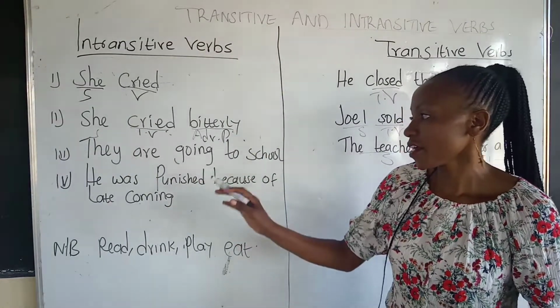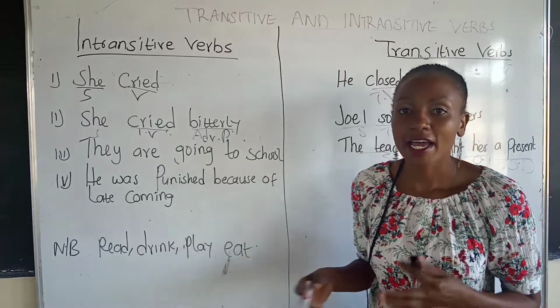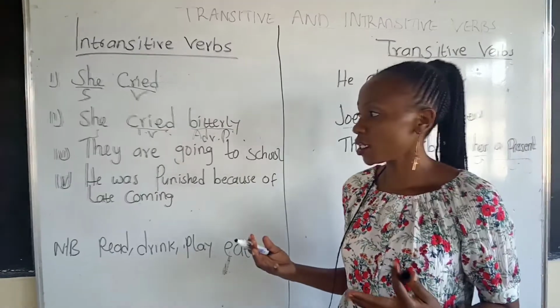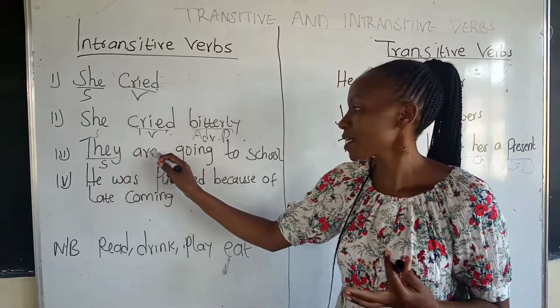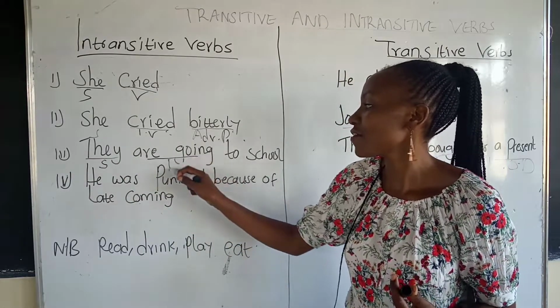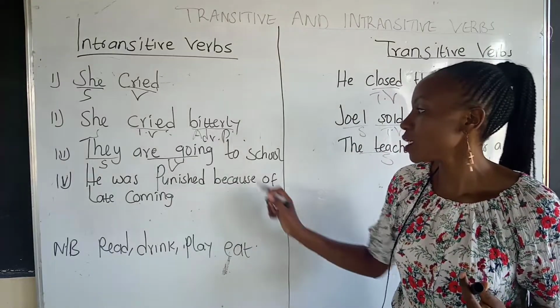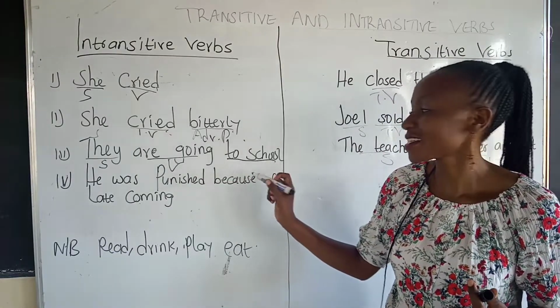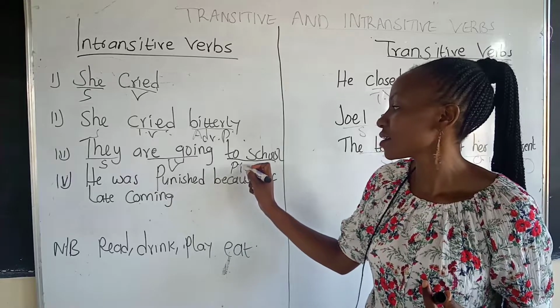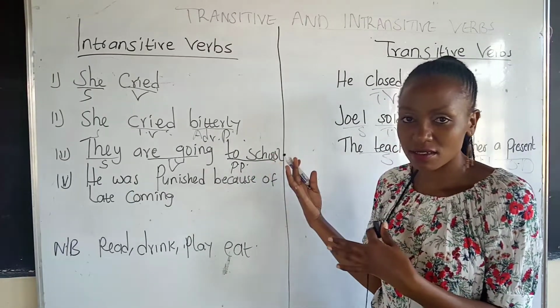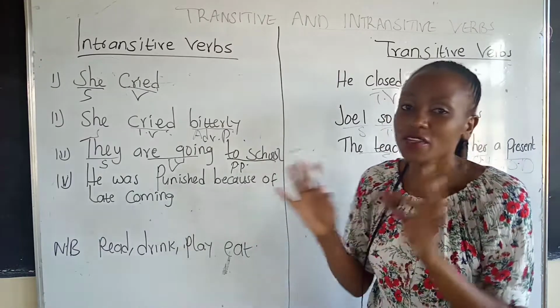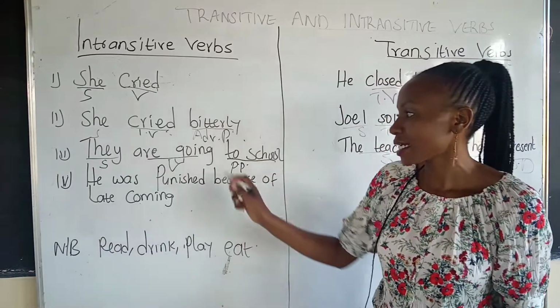Three, they are going to school. They are going to school. We have the subject again. Both of these are helping verb and main verb. To school is a preposition phrase. So we don't have a what. They are going what? We don't have a who. So there is no object again.